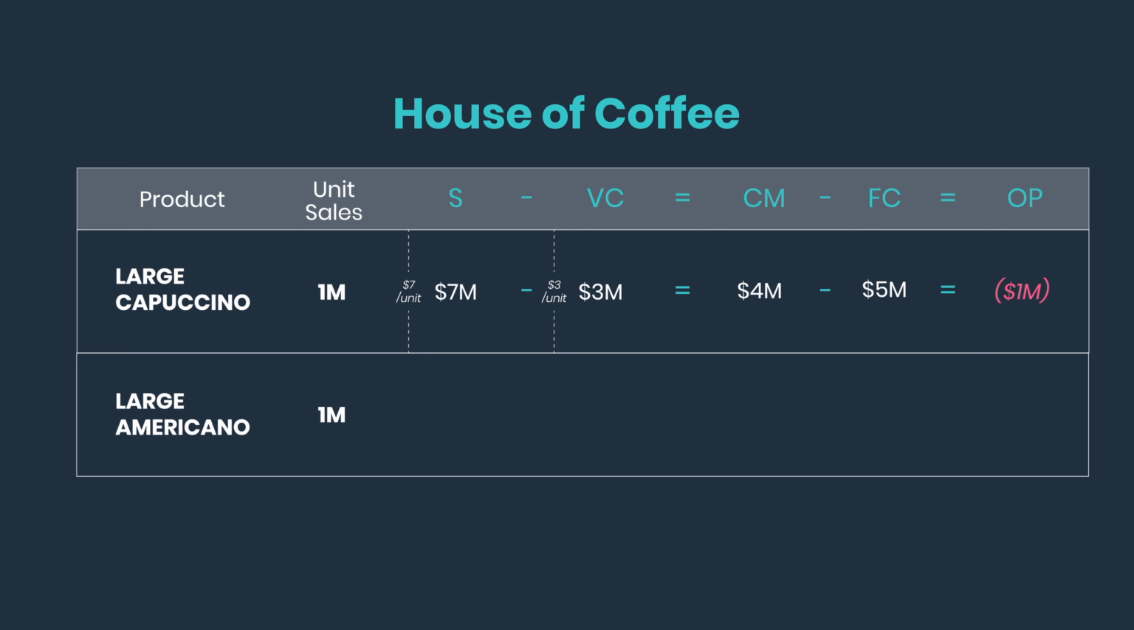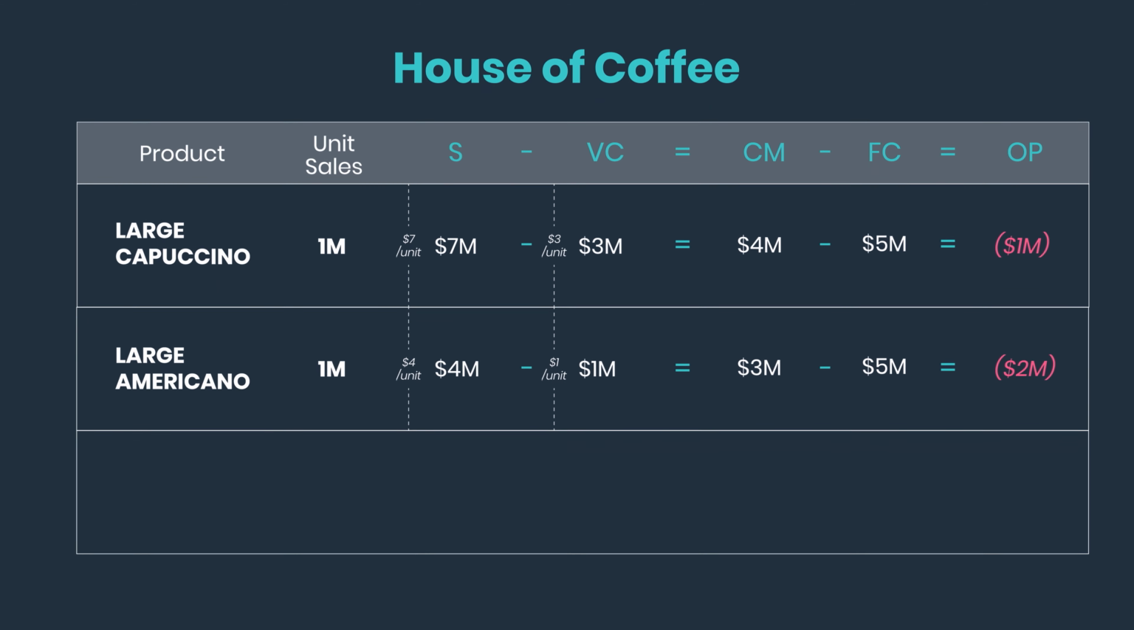Now, with the same 1 million in sales volume, the large Americano brings $4 million in sales for a product that costs $1 to make per unit, meaning a cost of $1 million in total. That's a $3 million contribution margin and total fixed cost of $5 million. For House of Coffee, this means a loss of $2 million on their large Americano. So now we can begin to see that House of Coffee needs to have a minimum contribution margin of $5 million if they do not want a loss.